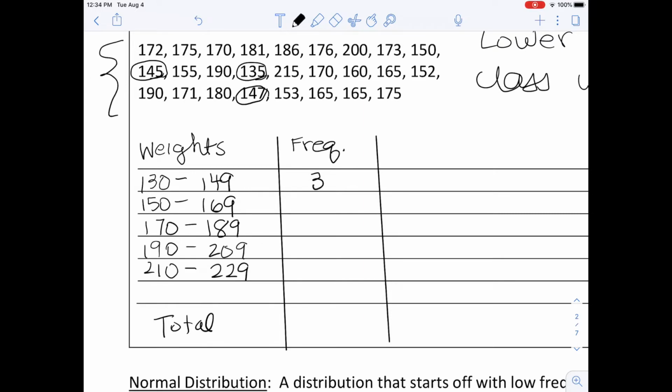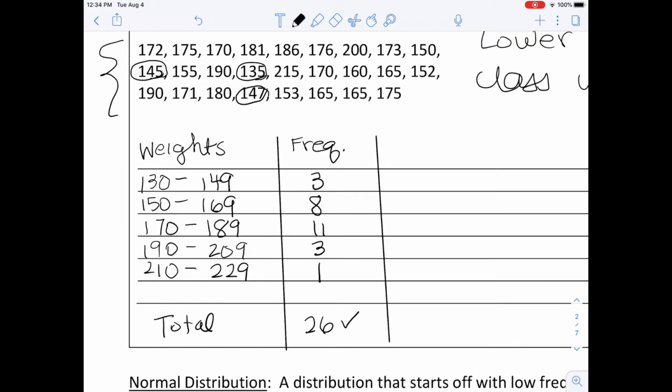Then I'm going to do this again for the weight of 150 to 169, and when I do that, I get 8. Try to do that on your own. Then I get 11 for the next class, which is 170 to 189, and then 3, and then 1. If you add these up, you should have the total number of people in the training camp, which is 26. So that checks. This right here is called a frequency distribution.